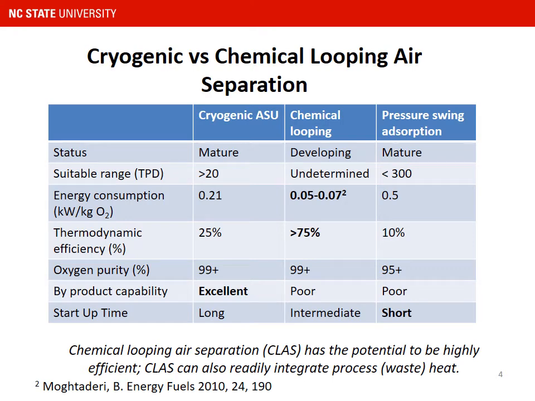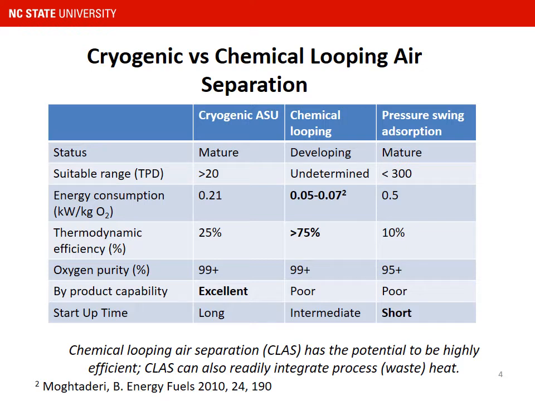Currently, cryogenic air separation is widely used in industry to produce oxygen from air. Using this process, air is compressed and cooled down to liquid, followed by distillation to produce gaseous oxygen. This process has many advantages: it can be used for large-scale oxygen production, ranging from 20 up to a few thousand tons of oxygen per day. The oxygen produced generally has very high purity, up to 99%. It also has excellent byproduct compatibility.